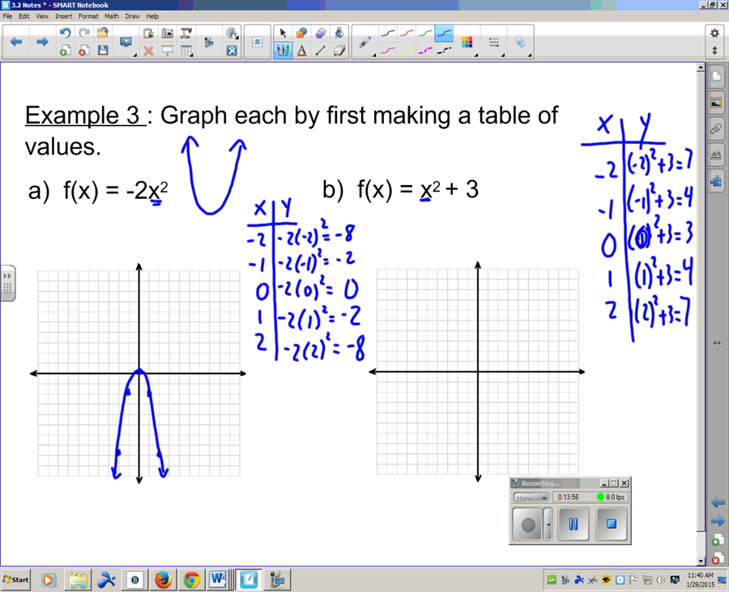Plotting that out, -2, 7. -1, 4. We've got 0, 3. We've got 1, 4. And we've got 2, 7. And again, connect them like a parabola. There we go. So that is quadratics.